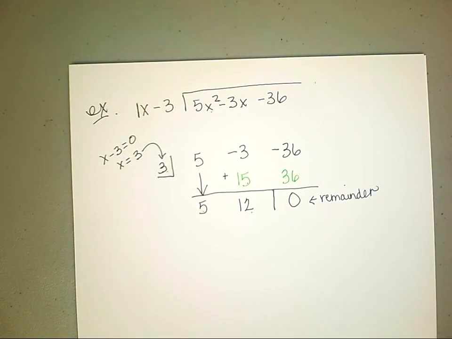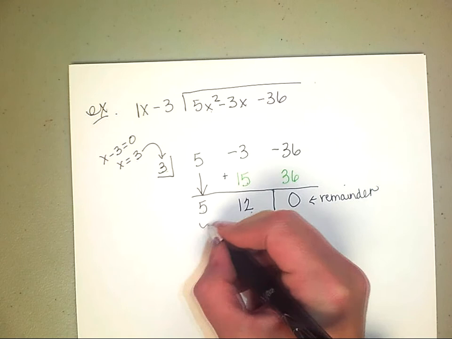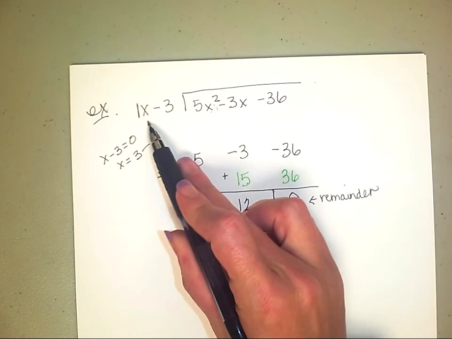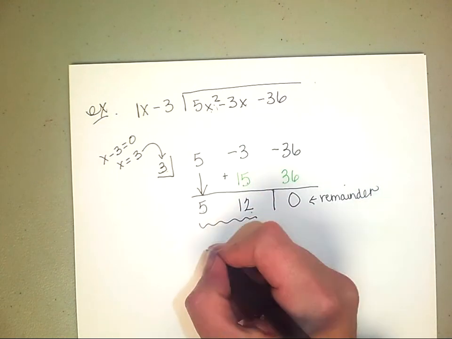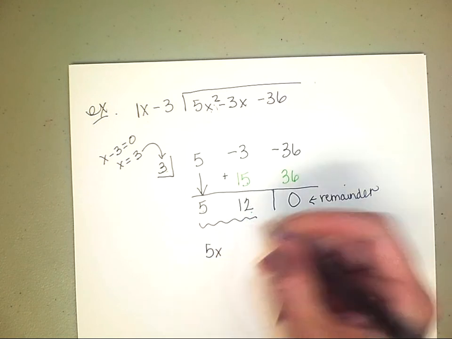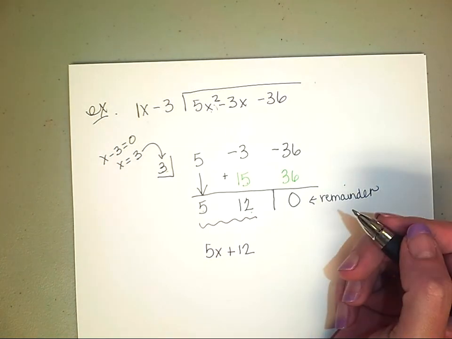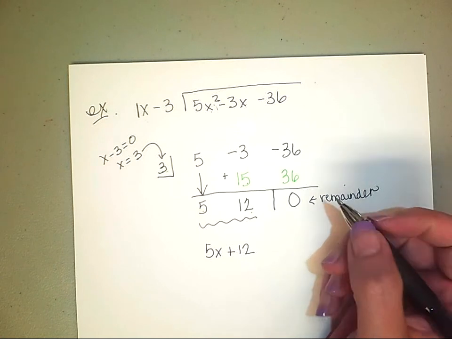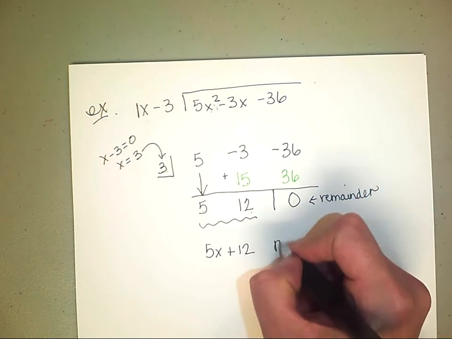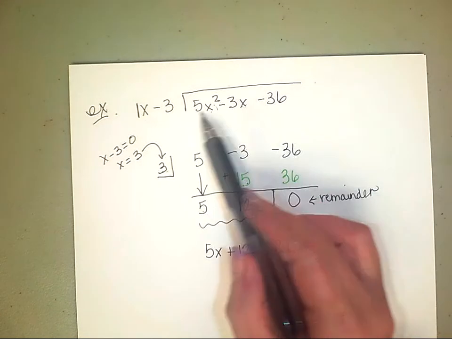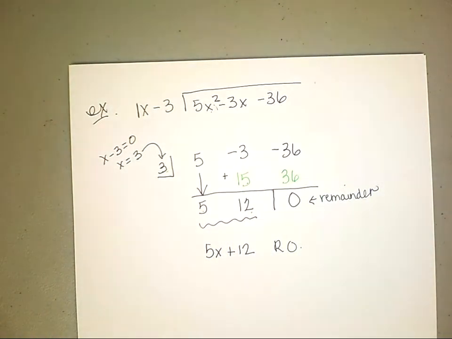But what's our answer? Well, here is where we're going to find our answers. This was an x squared, and I divided by an x. So this must be linear, and this is 5x plus 12. The remainder of 0 means that x minus 3 is a factor of 5x squared minus 3x minus 36.